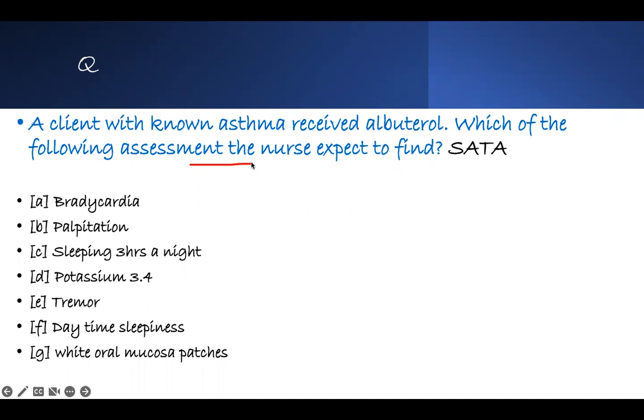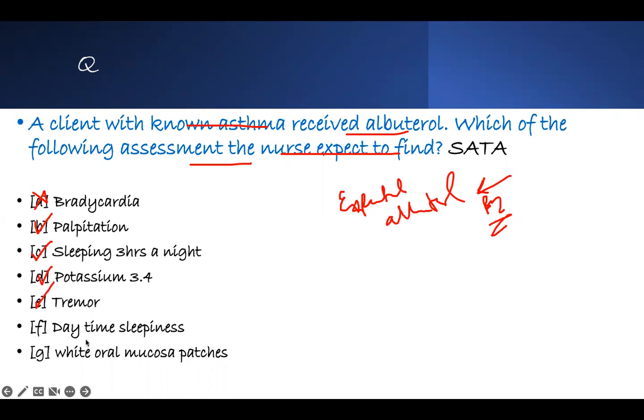Which of the following assessments should the nurse expect to find? Okay. The client with known asthma receives Albuterol. So then you rewrite it again: expectation, Albuterol. So if I give you a beta 2 agonist, what will happen? Well, everything goes up. Bradycardia, no, heart rate goes up. Palpitation, good. Sleeping 3 hours a night, good. Insomnia. Potassium 3.4, yeah. Hypokalemia. Tremor, good. Daytime sleepiness, yes. If you don't sleep at night, you sleep during the day.